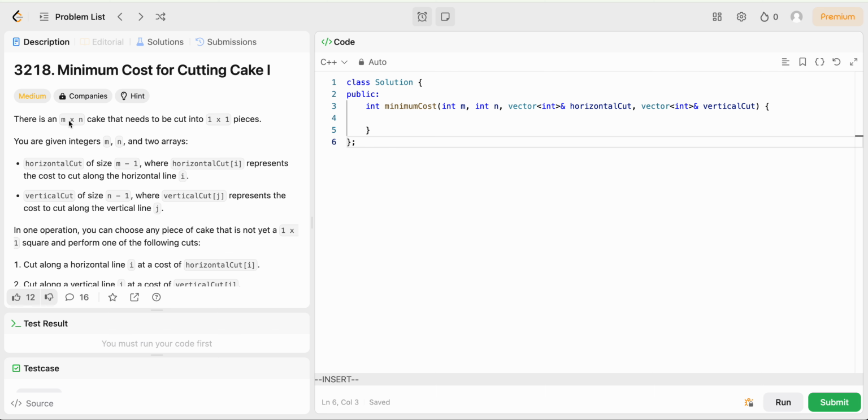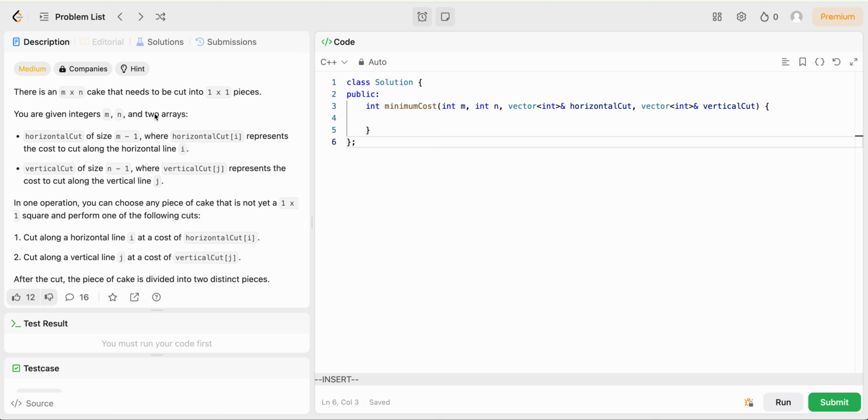We're given an m by n cake that needs to be cut into 1 by 1 pieces. And we're given integers m and n and two arrays. One array is for the horizontal cut, so its size is m minus 1, because we have m rows, and so we have m minus 1 cuts. And the second is a vertical cut of size n minus 1. And each one represents the cost to cut along the horizontal line.